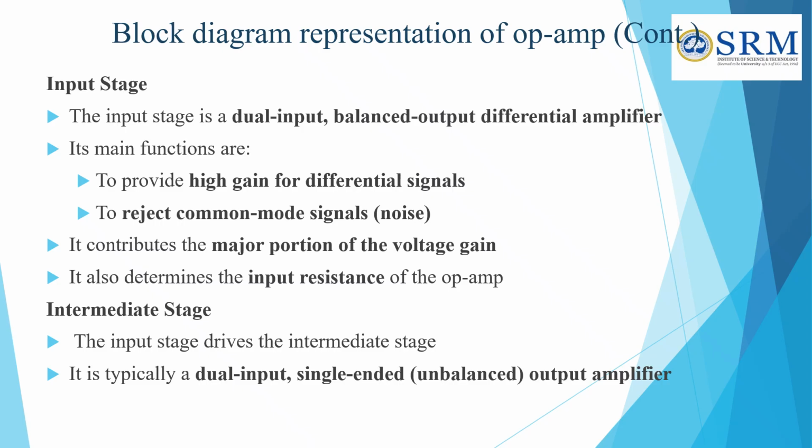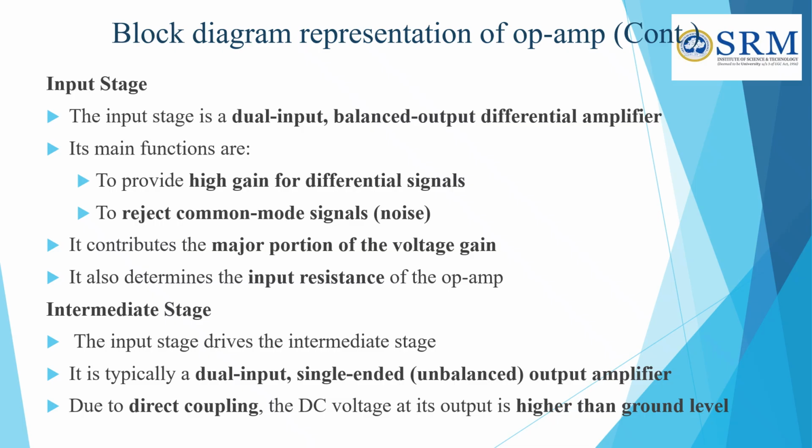The output of the input stage is fed into the intermediate stage. This intermediate stage usually converts the signal into single-ended output, meaning only one output is taken with respect to ground. Because the stages are directly coupled, the DC level at this stage is not zero. It is above ground. So the input stage focuses on accuracy and signal comparison, while the intermediate stage focuses on further amplification and signal conditioning.